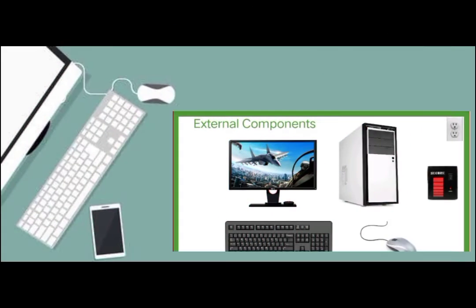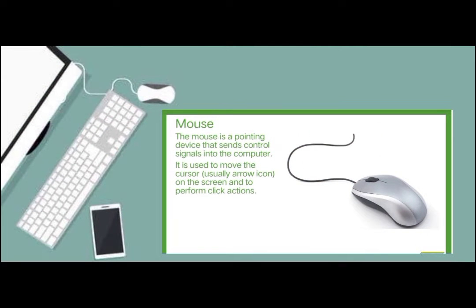So moving on, we will talk about the external components of the computer. The first one is the mouse. The mouse is a pointing device that sends signals to the computer. It is used to move the cursor, usually the arrow icon, on the screen and to perform click actions.